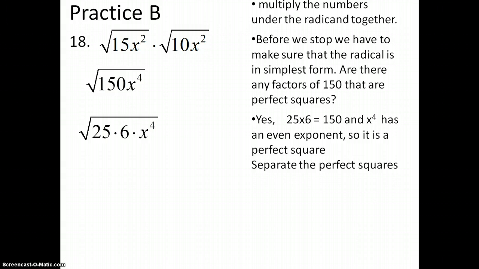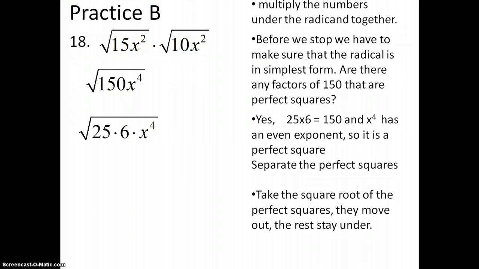Now, all I've got to do is take the square root of the perfect squares. The square root of 25 is going to be 5, and the square root of x to the 4th is going to be x squared. Those both will come out front. The only thing I can't do anything with is the square root of 6, and it'll stay underneath the radical sign. And now this is reduced.